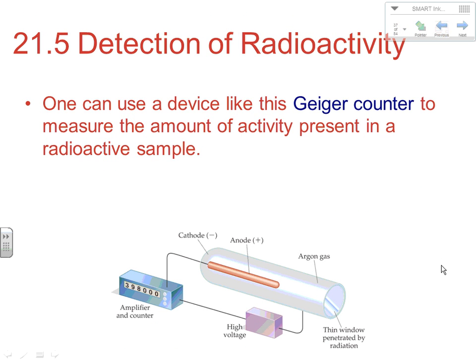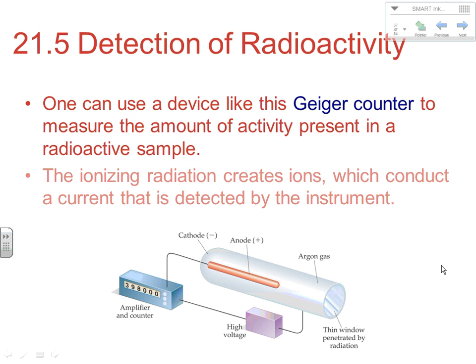Now, next session gets into detecting radioactivity because remember, radioactivity is invisible. So how can we detect it? Well, one way is you can use a Geiger counter to measure the amount of activity present in a radioactive sample. So how fast is it releasing radioactive particles?